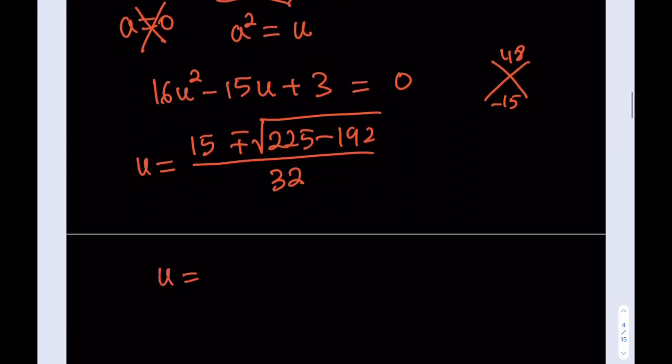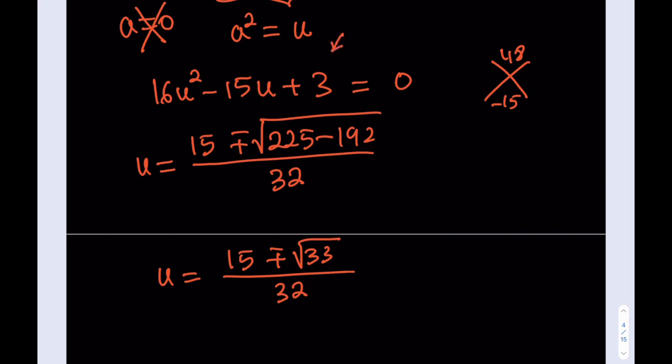Awesome. That's why we don't get rational solutions, because 33 is not a perfect square. Okay? 33 is not a perfect square, so we're kind of stuck with this. Okay, fine. Not a problem. Now, both of these solutions are positive, right? You know them from Vieta. We don't even have to check.